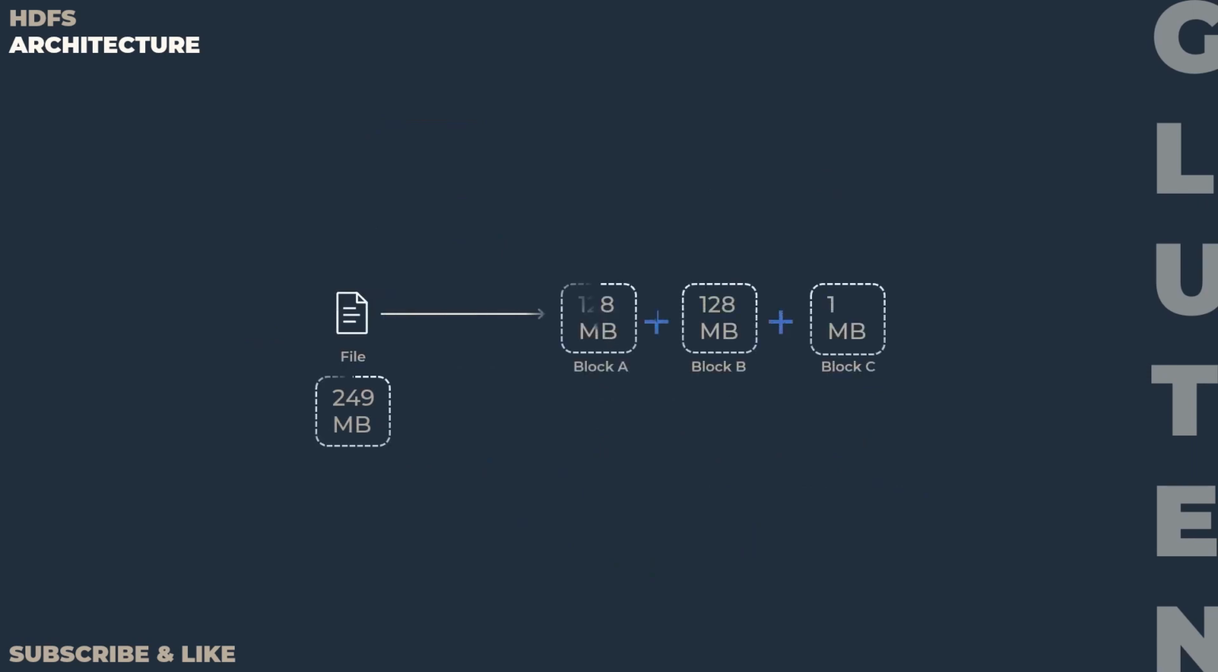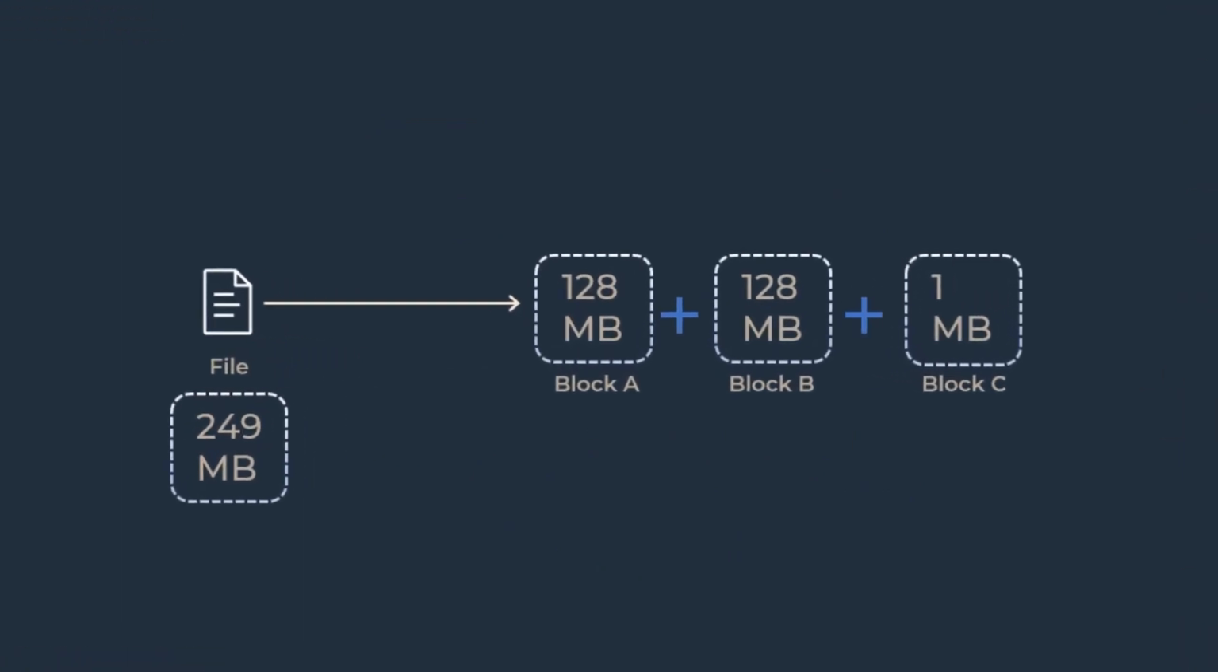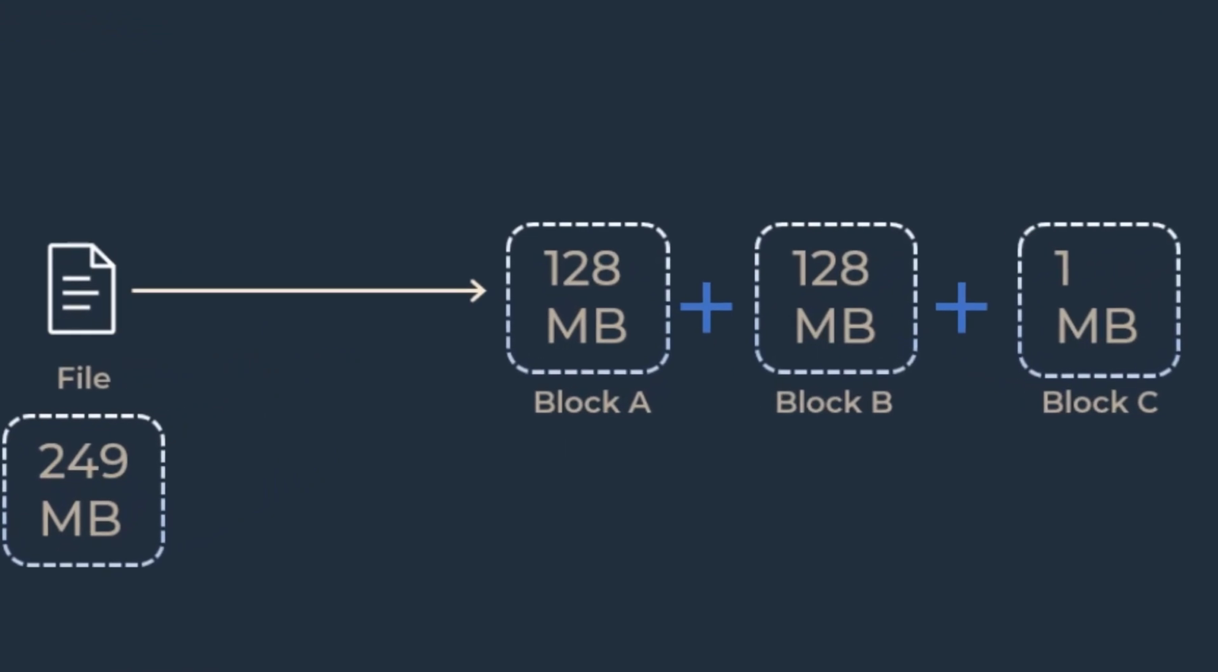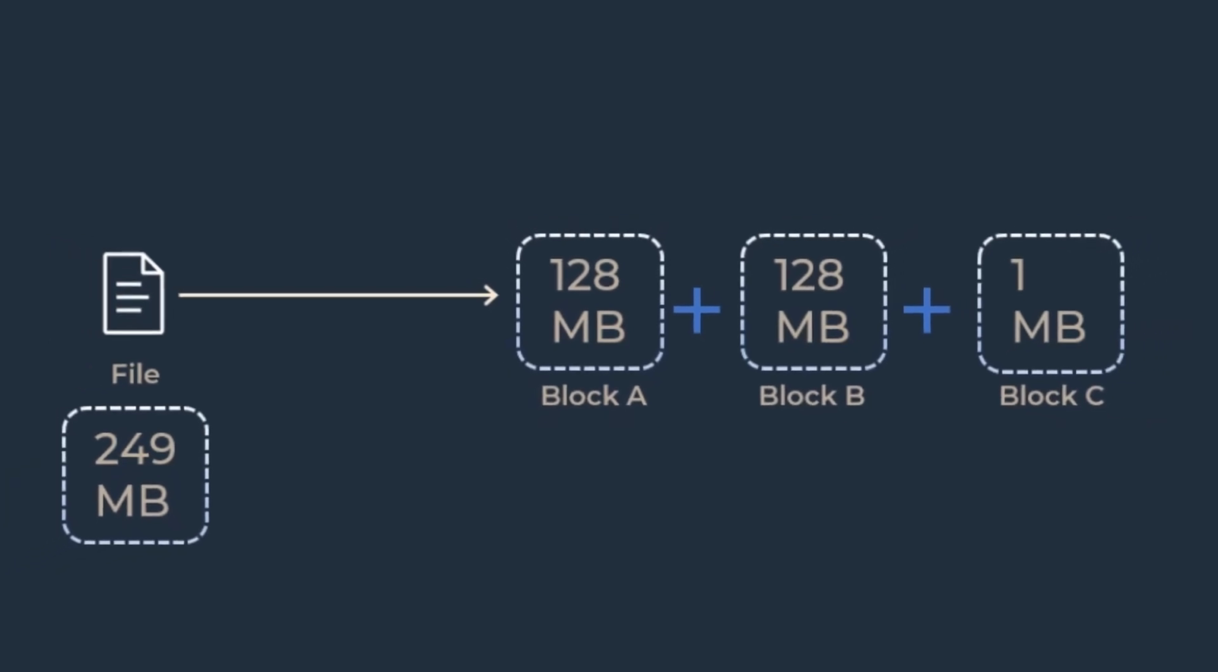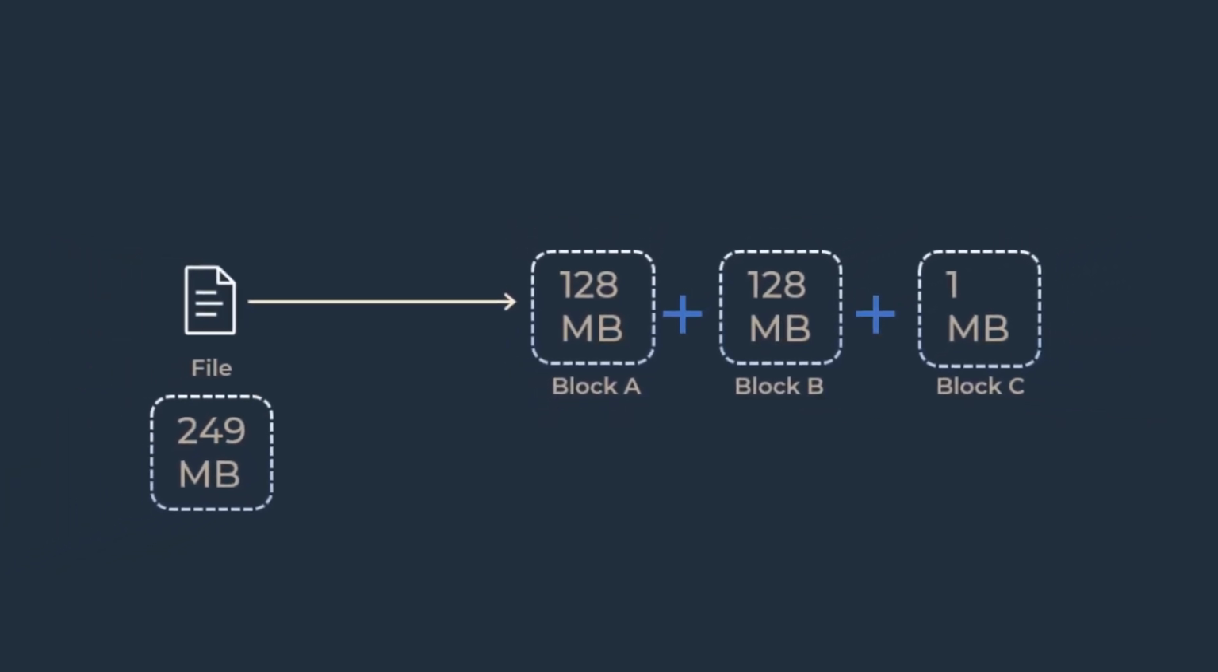In HDFS, data is stored in a distributed manner across multiple data nodes in the cluster. When a client writes a file to the HDFS, the file is split into one or more blocks, and each block is stored on a different data node.